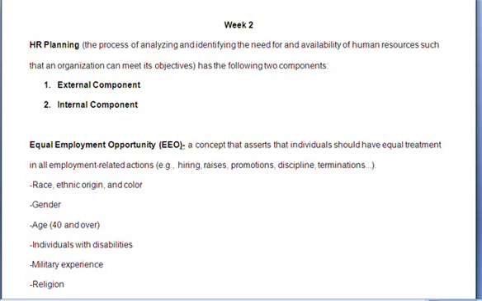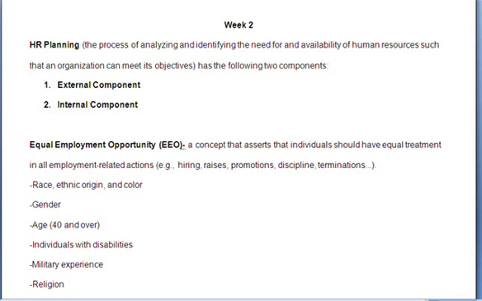Once again, not trying to go over all the ins and outs of the legal aspects, but just point out some of the major topics here in week 2. Before we get to the legalities, though, let's look here at HR planning. One of the functions of HR is this notion of HR planning. You see there it's the process of analyzing and identifying the need for and availability of HR, such that an organization can meet its objectives, has the following two components, the external and internal.